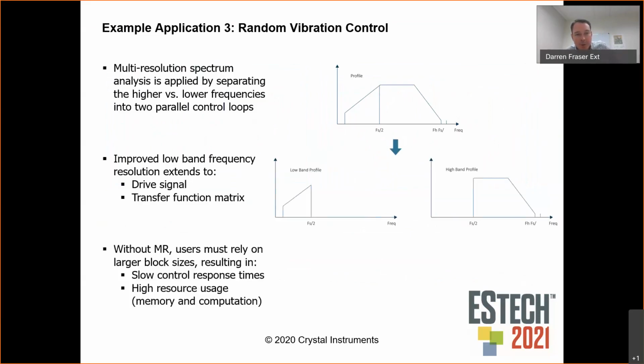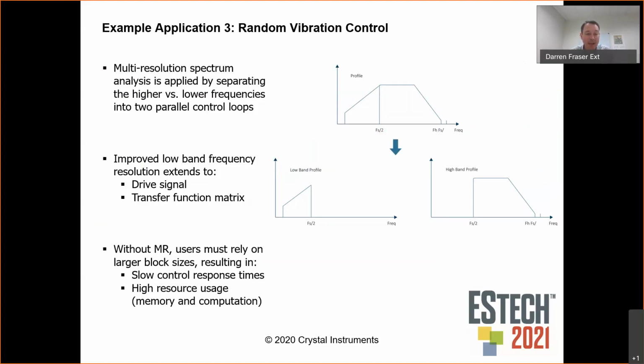So here, moving on to a third example, an example outside of modal analysis, we come to another area of expertise for Crystal Instruments, and that is environmental testing, or in this case, environmental vibration testing. And we call out a random vibration control test. Once again, we apply our multi-resolution spectrum analysis by separating the higher frequencies from the lower frequencies. We run two parallel calculations, and we run two parallel control loops.